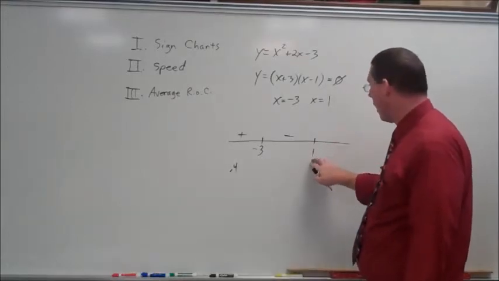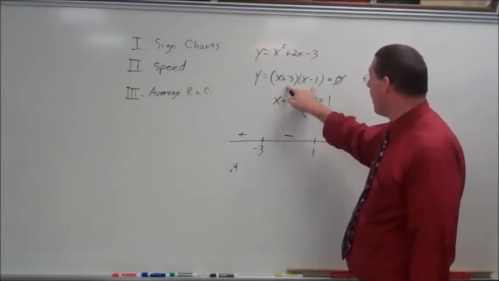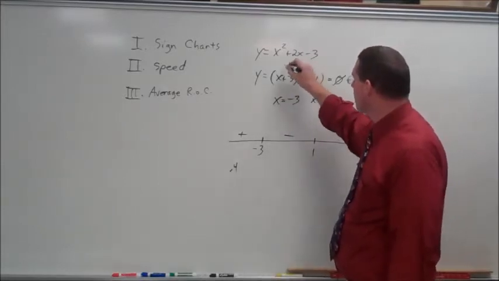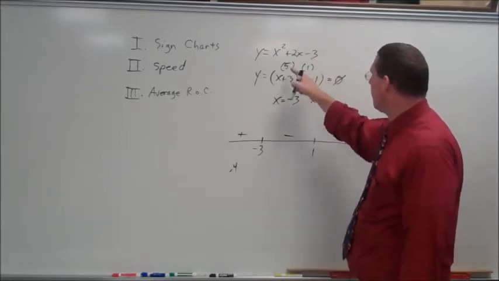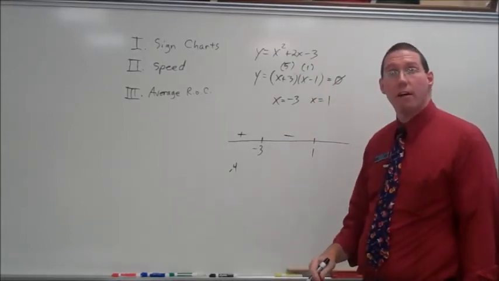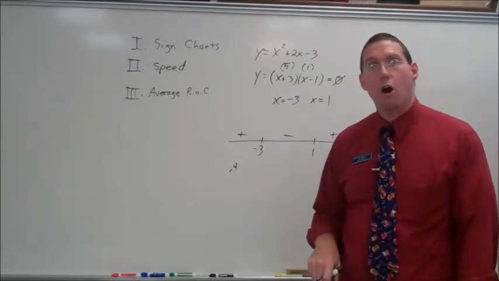Lastly, I'm going to check the interval at greater than 1. I'm going to pick +2 and plug it into the factored form. 2 plus 3 is 5. 2 minus 1 is 1. 5 times 1 is +5. Also positive, so I know that all the values from 1 to infinity are positive.